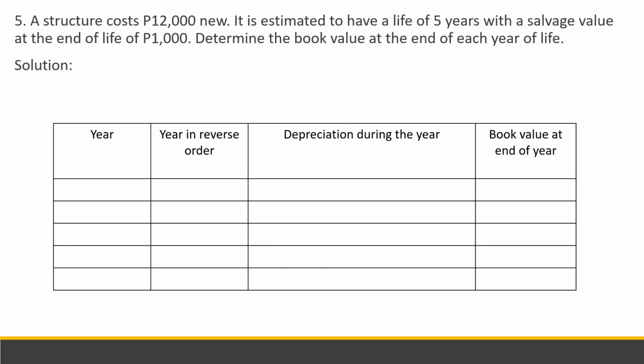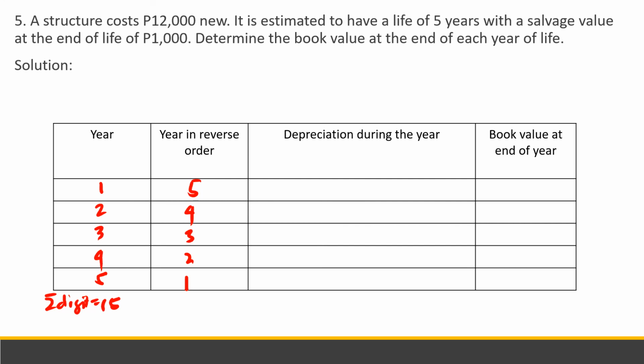So example, a structure costs 12,000 new. So bago siya. It is estimated to have a life of 5 years with a salvage value at the end of life of 1,000. So salvage value niya after 5 years is 1,000. So determine the book value at the end of each year of life. So 1, 2, 3, 4, 5 years. So the sum of digit is equals to 15. So i-reverse natin yung 5 years. So 5, 4, 3, 2, 1.